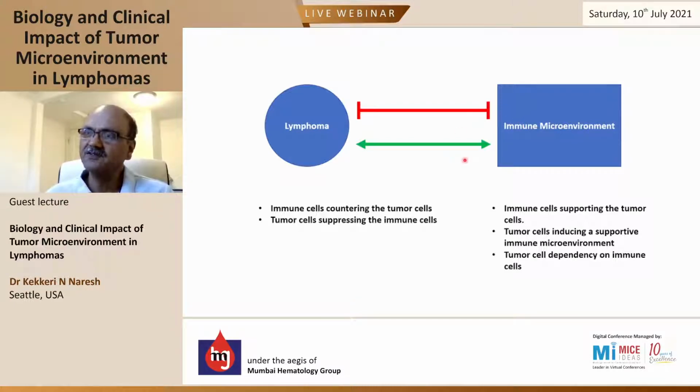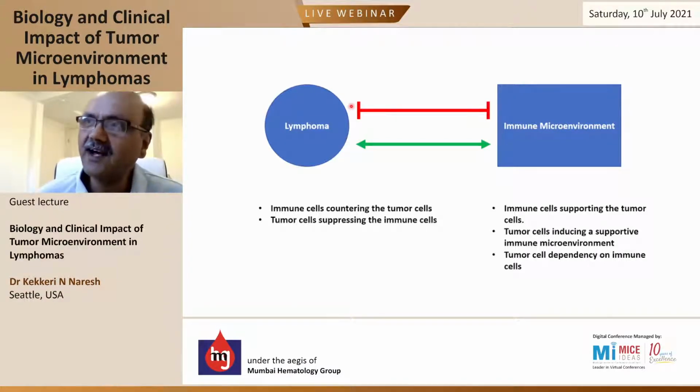But in lymphomas, it is slightly different because lymphoma itself is an immune cell as compared to most other solid tumors, which are not as immunologically active as a lymphoma cell. A lymphoma cell is an immune cell. So the way lymphoma's immune microenvironment partly differs from those of solid tumors is that there are many immune cells which are actually supporting the tumor, and some of these things can be there even in the normal immune system.